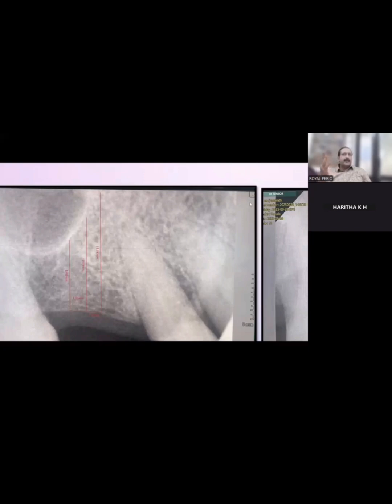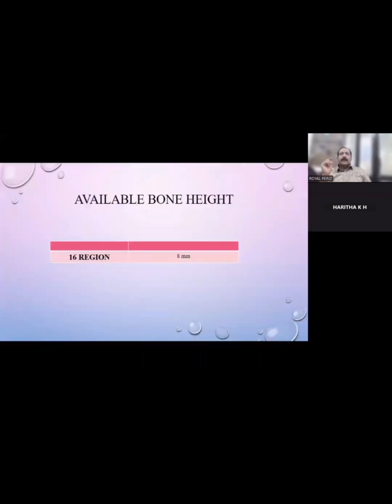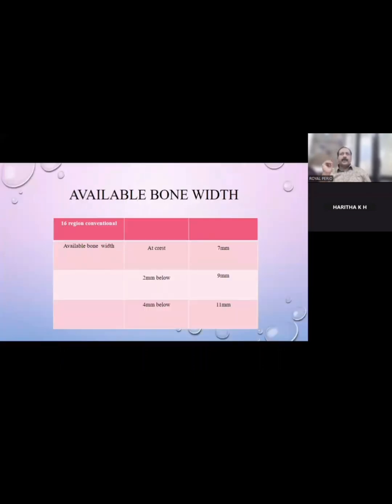So 8 millimeters. What about the possible width of the bone over there to decide on the diameter? So at the crest, 7 millimeters. 7 millimeters is quite a good width, sufficient to place a good implant. How many millimeter implant can be placed in 7 millimeter width? 2.5 is the margin, that is 1.5 from the buccal side and 1 from the palatal side. So you get a 4.5 diameter implant possible to be placed here.